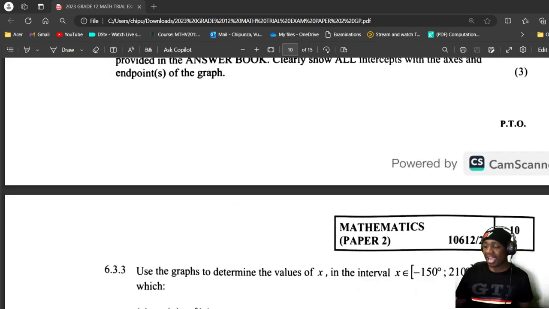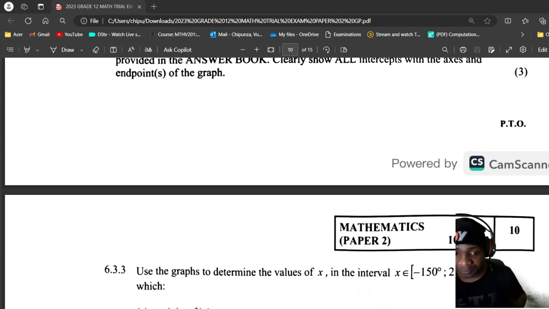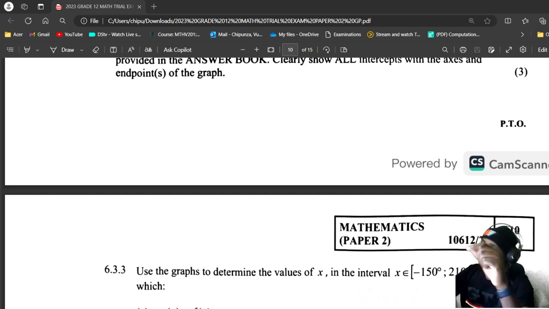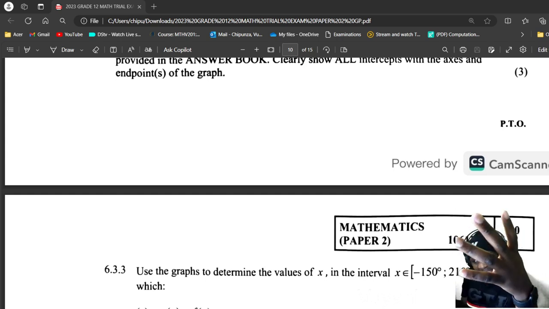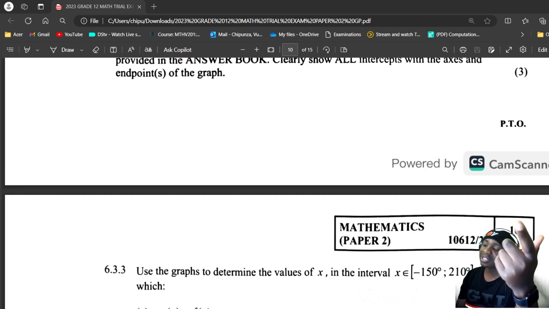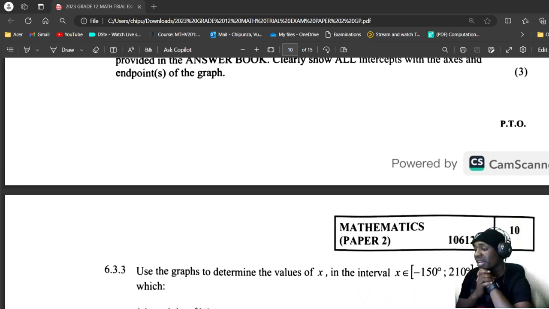So this is what I had prepared for you guys. It's your homework. Try to do 6.3.2 and 6.3.3, then post on our WhatsApp group. There might be something over there. You never know. So do us a favor and make sure that you do that for yourself and ourselves.